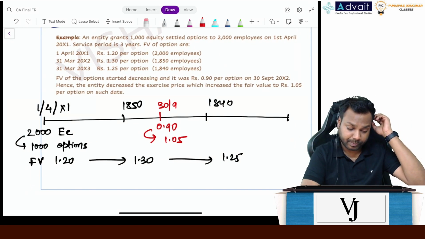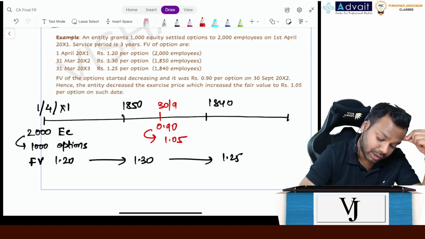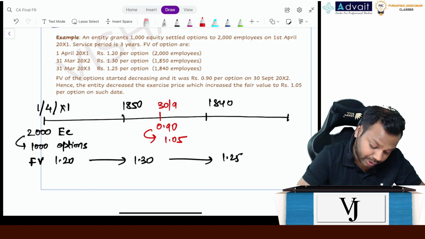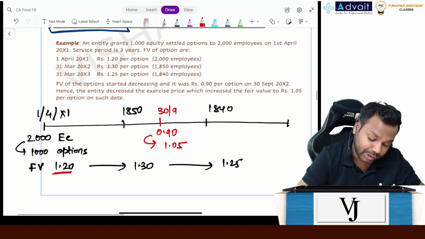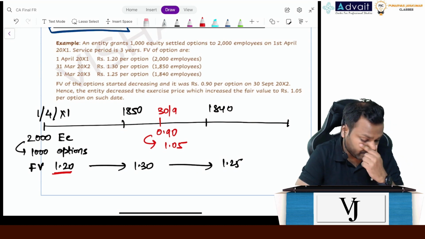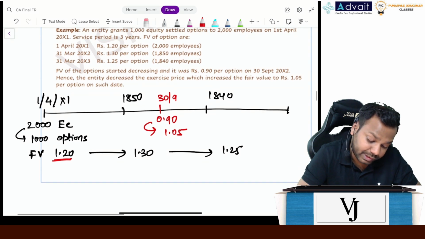Is the question clear to everyone? Basically, 1000 options have been given to 2000 employees on 1st April 20x1. The fair value on the grant date is 1.20. It changes to 1.30 and then subsequently to 1.25. The number of employees is 1850 and 1840, which means a few employees have left the company. This is the best estimate of employees.